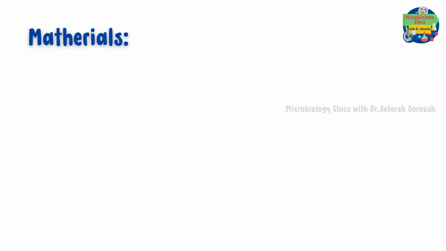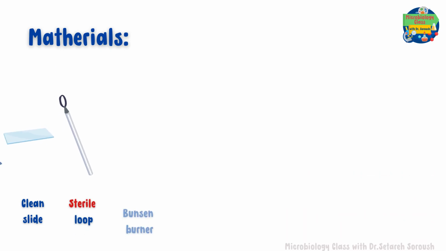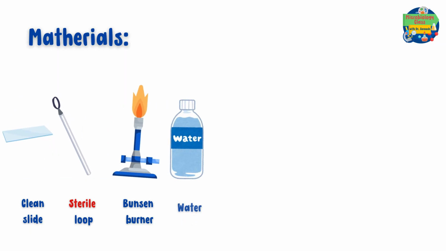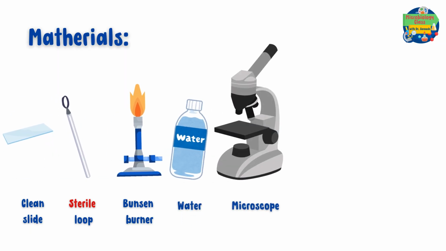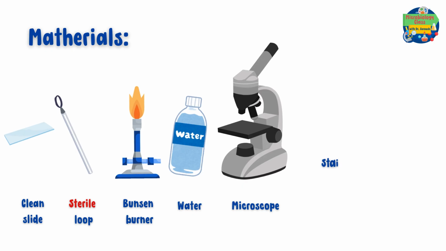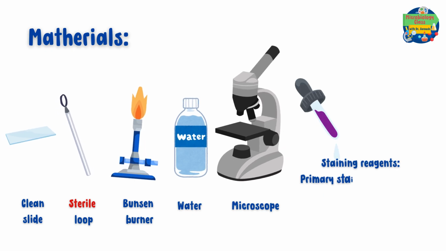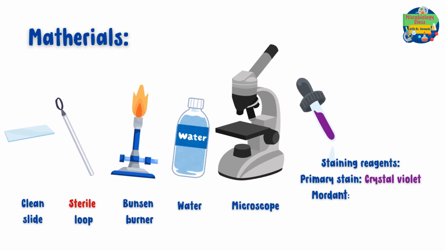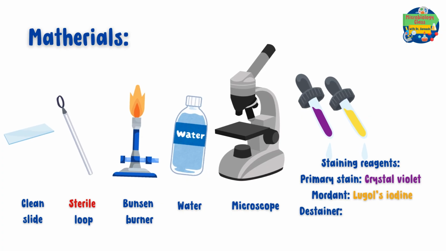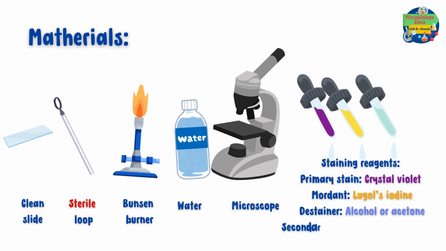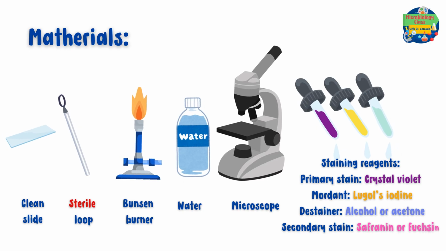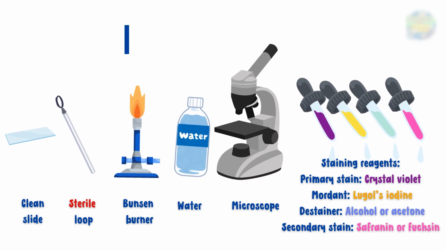Materials: clean slide, sterile loop, Bunsen burner, water, microscope, staining reagents. Primary stain, crystal violet. Mordant, Lugol's iodine. Destainer, alcohol or acetone. Secondary stain, safranin or fuchsin.